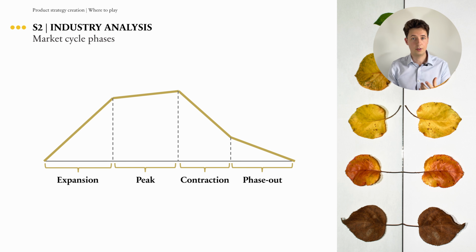to look at the growth rate. If it's accelerating, we are in the first stage. If it's stagnating, we might be at the top. And if it's declining, then we might be in the contraction phase.